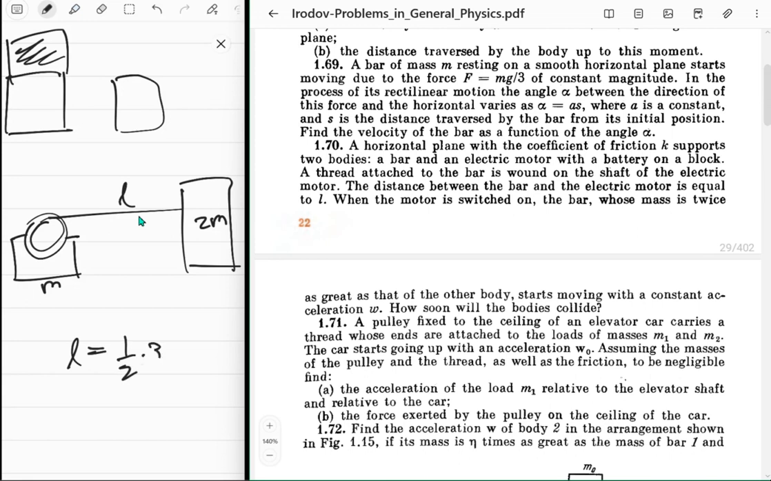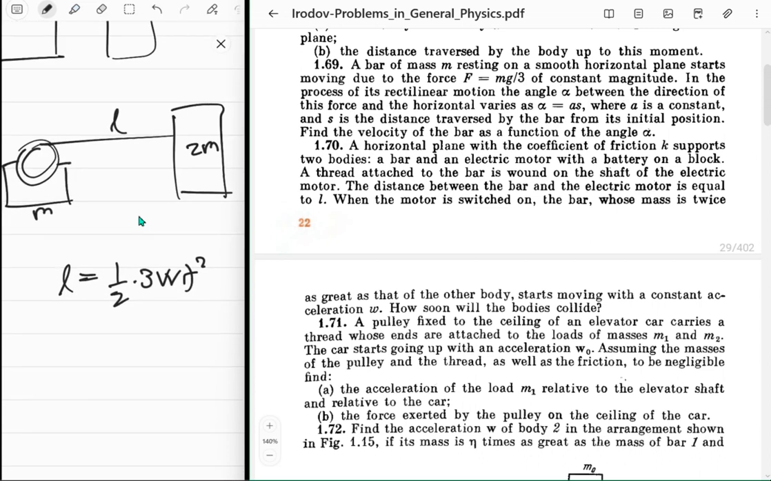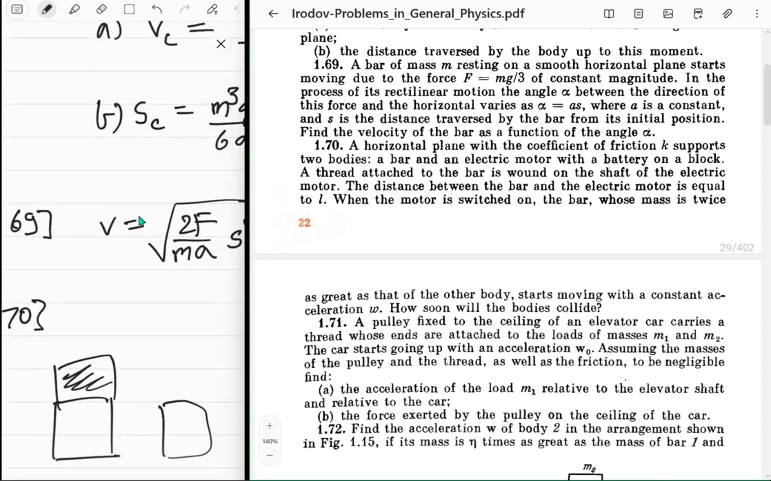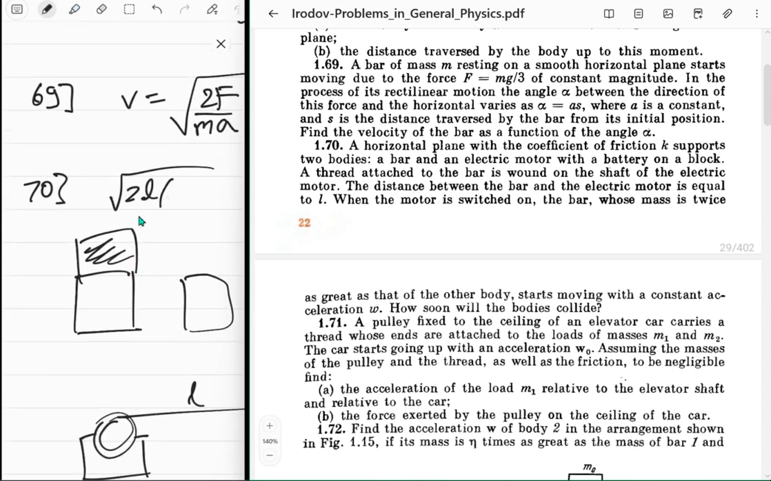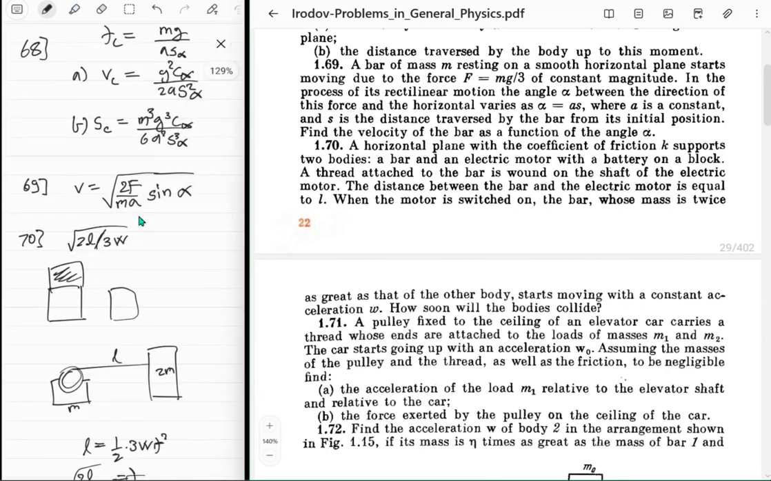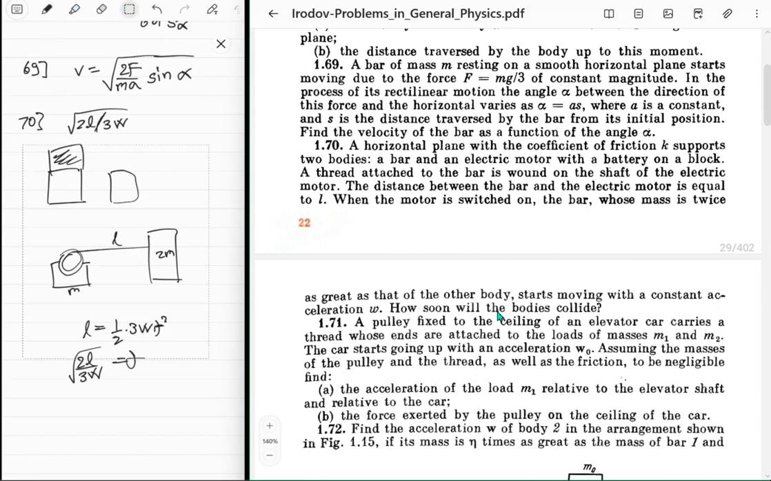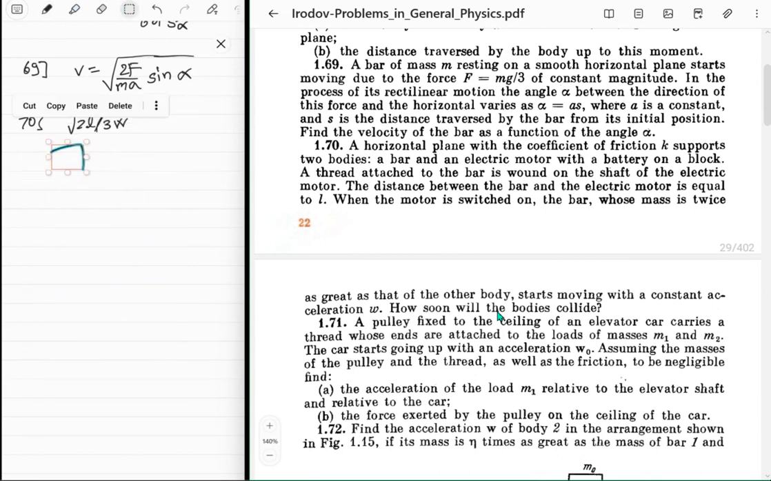L equals half into 3w t squared. How soon will they collide? Easy. It's supposed to be t equals the square root of 2L upon 3w. There we go. Done. This wasn't that hard, or maybe it's supposed to be done in some other way. Okay, fine. 70 done. I'll see you guys in the next video. Bye.